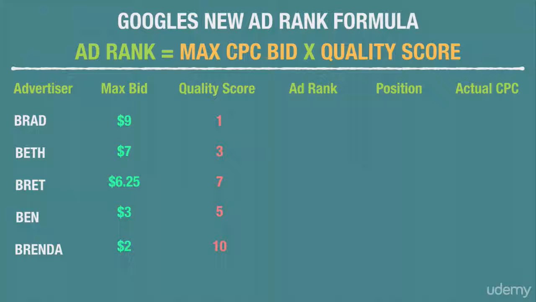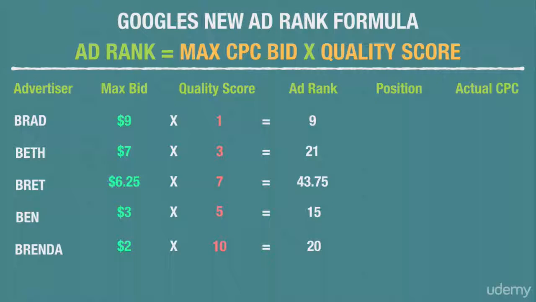Now let's calculate the respective ad rank so we can determine their position. Remember, we get ad rank by simply multiplying the max bid by quality score. So Brad's ad rank is a 9, Beth's is a 21, Brett's ad rank is 43.75, Ben has an ad rank of 15, and finally Brenda with an ad rank of 20.